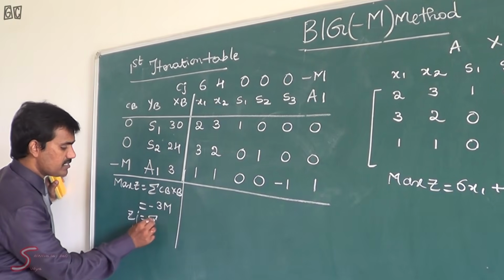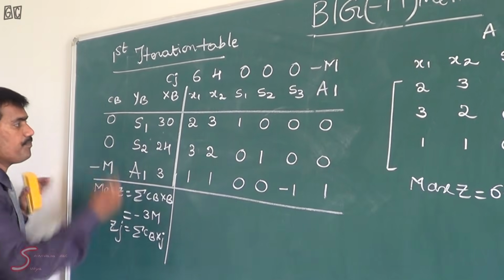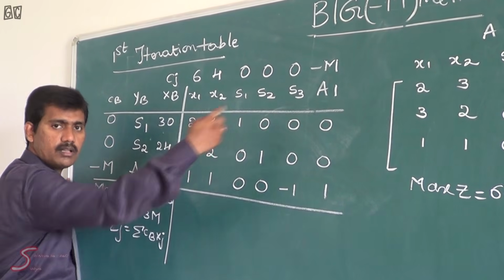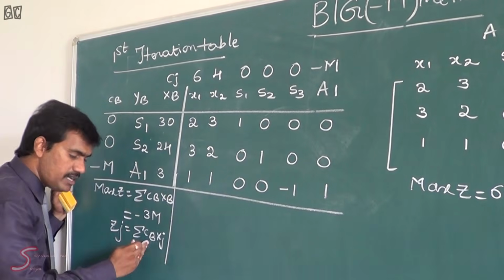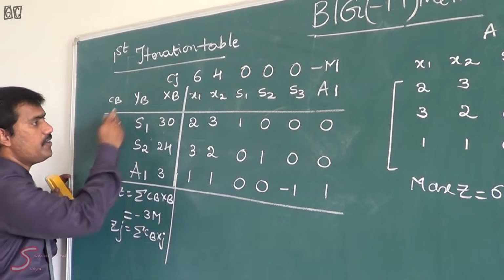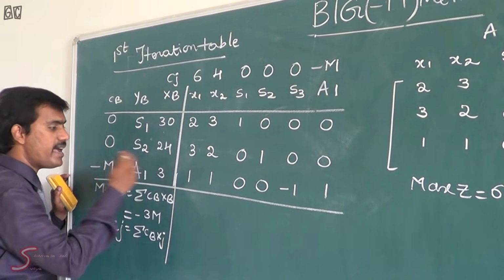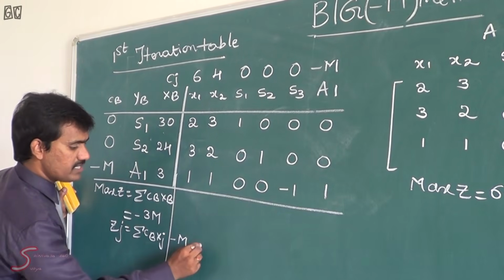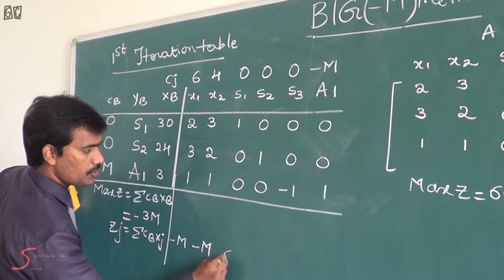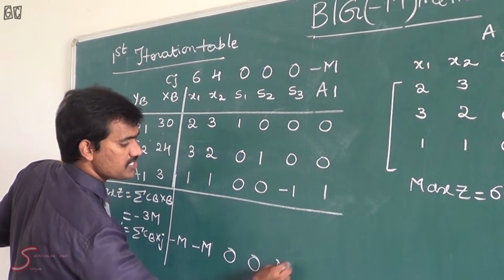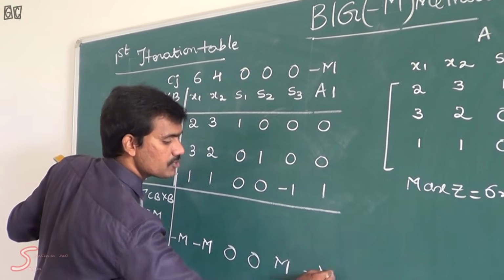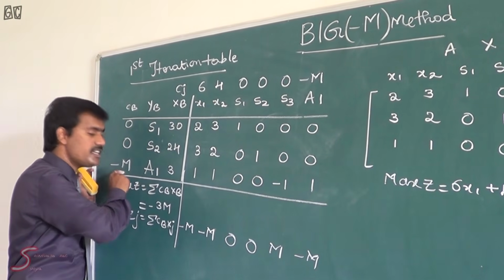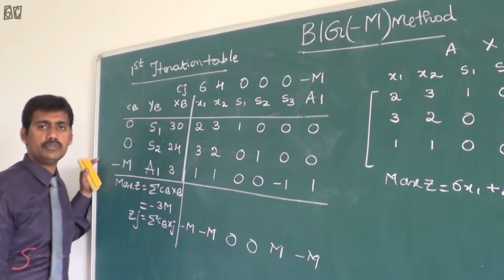After this, we have the Zj formula. The formula for Zj is the summation of CB into Xj. If I put j equal to 1, that is X1. If I put j equal to 2, that is X2, and so on. For X1, CB into X1: 0 into 2 is 0, 0 into 3 is 0, minus m into 1 is minus m. Because these two are 0, the values will be 0, and the rest is minus m multiplied by the respective value.